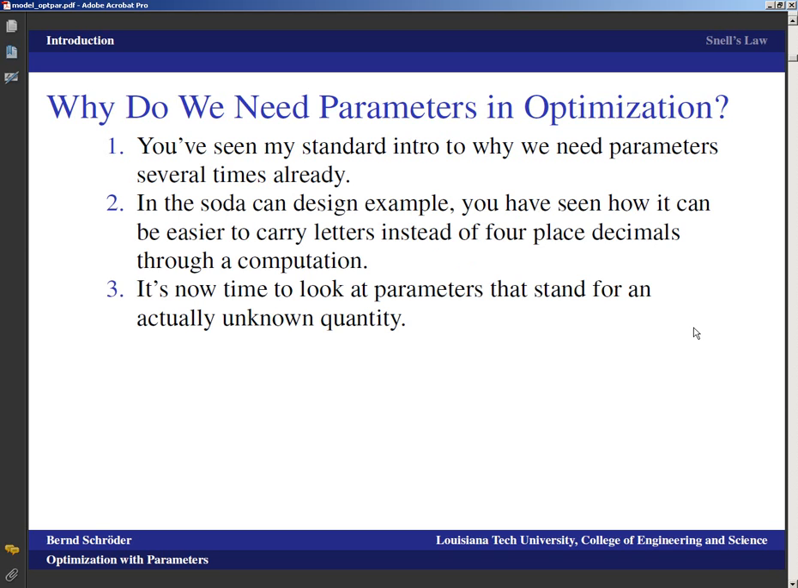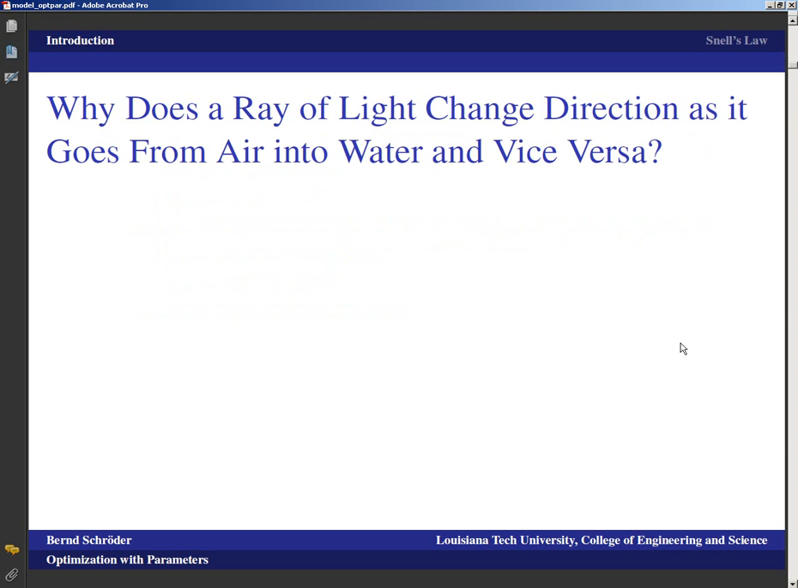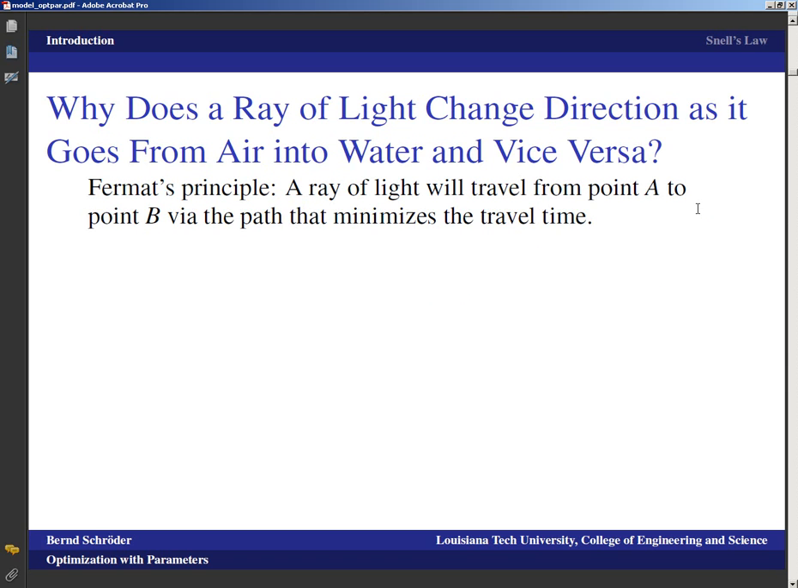For this presentation, we can say it's now time to look at parameters that actually stand for an unknown quantity. And so the question that we're going to answer is a physical question. It's the question, why does a ray of light change direction as it goes from air into water and vice versa? Basically, anytime a ray of light goes from one medium into another, it bends a little bit.